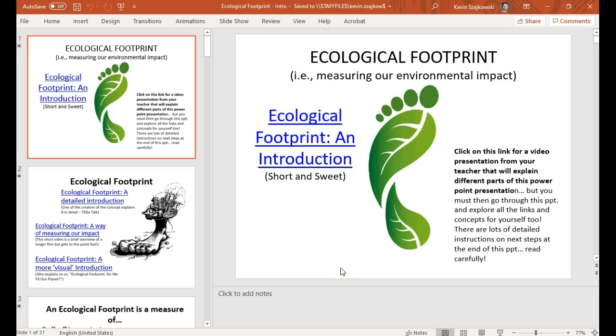Hello everybody. Today's video is going to focus on the ecological footprint. We're going to be using the PowerPoint that has been created to introduce that concept, and we'll be going through it pretty much slide by slide and trying to tie together some of the individual components and ideas that are contained within it.